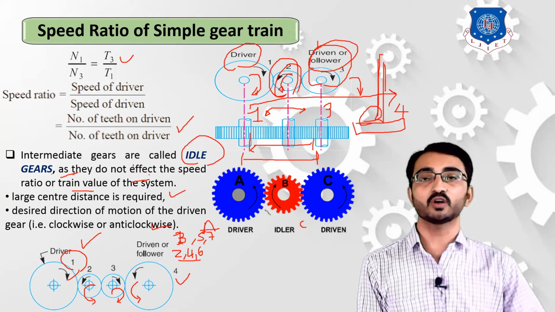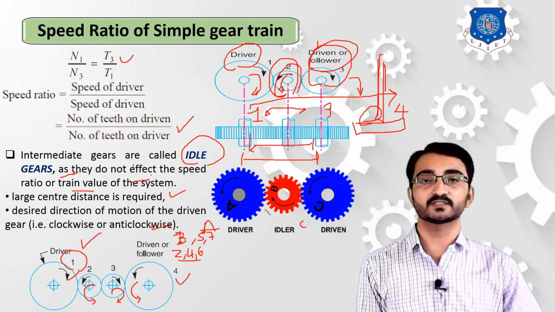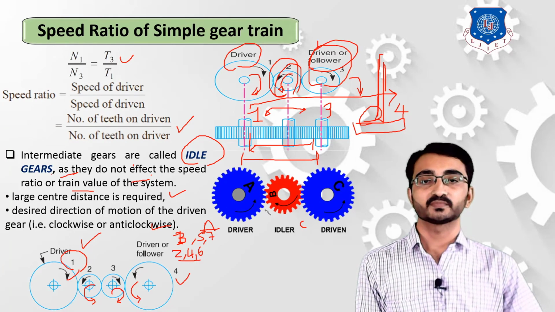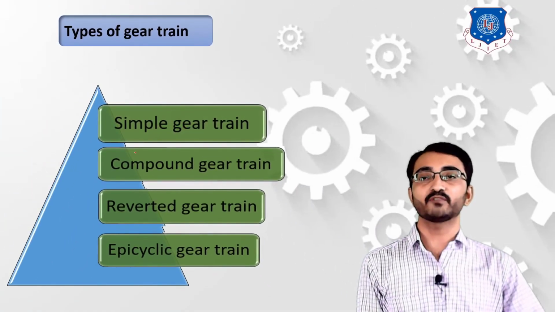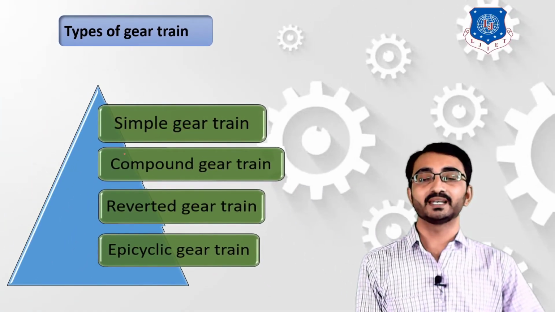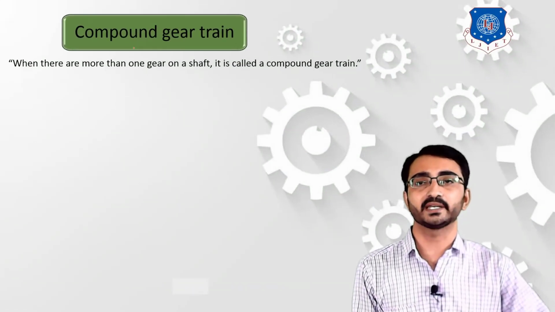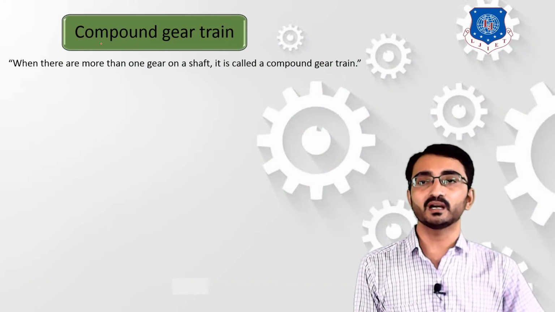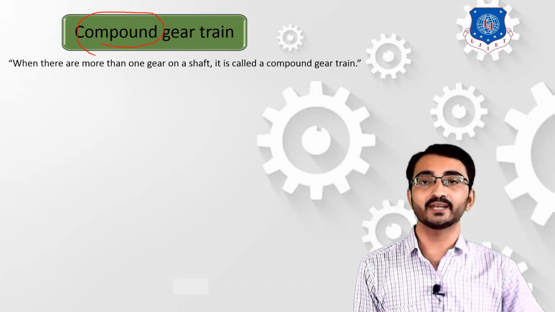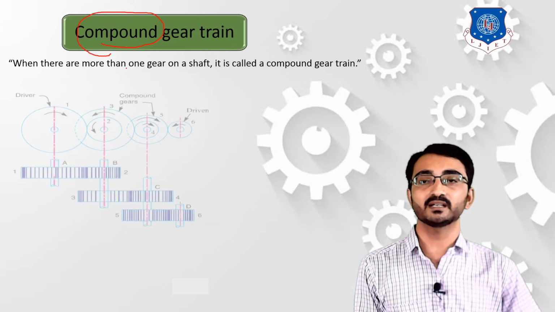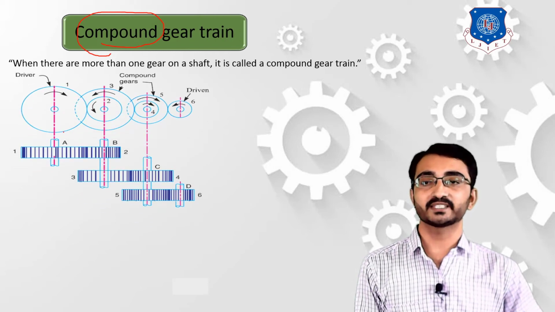Okay, so this is all about the speed ratio of a simple gear train. Now, after learning the first type of gear train, that is the simple gear train, let's start with the second one, that is the compound gear train. As the name indicates, compound means a shaft is containing more than one gear, so we can consider it a compound gear. Okay, so let's refer to this diagram.